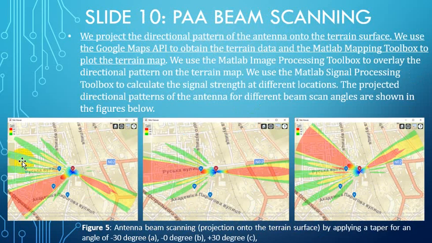We project the directional patterns of the antenna onto the terrain surface. We use the Google Maps application programming interface to obtain the terrain data and the Matlab Mapping Toolbox to plot the terrain map. On figure 5, the antenna beam scanning projection onto the terrain surface by applying a taper for angles of minus 30 degrees, 0 and plus 30 degrees, respectively, is shown.